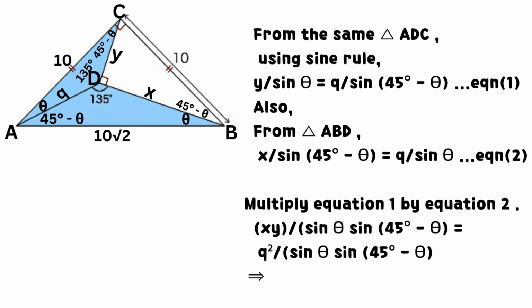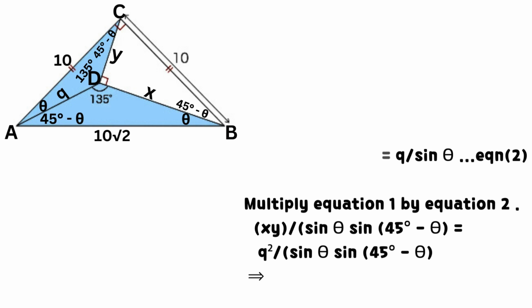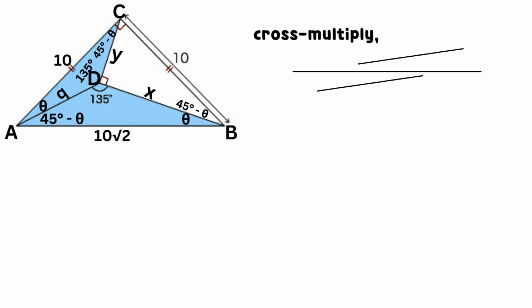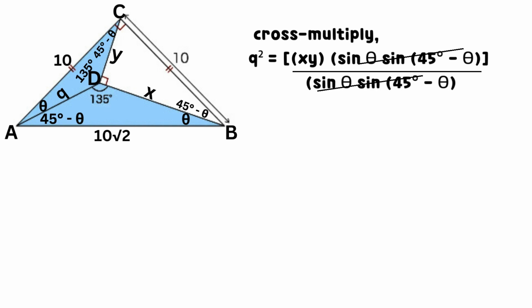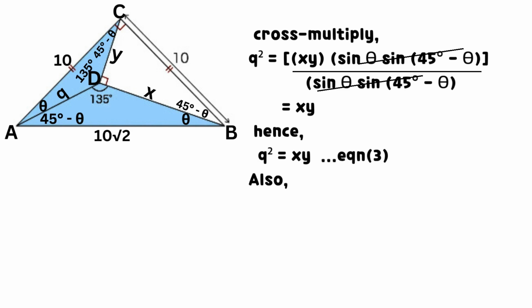Multiply equation 1 by equation 2. The product of x and y, all divided by sine theta times sine of 45 degrees minus theta, equals the square of q divided by sine theta times sine of 45 degrees minus theta. Cross multiply. The square of q equals the product of x and y after simplification of substituted values. Hence, we call it equation 3.